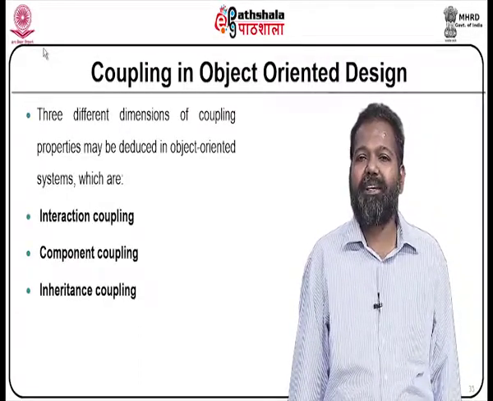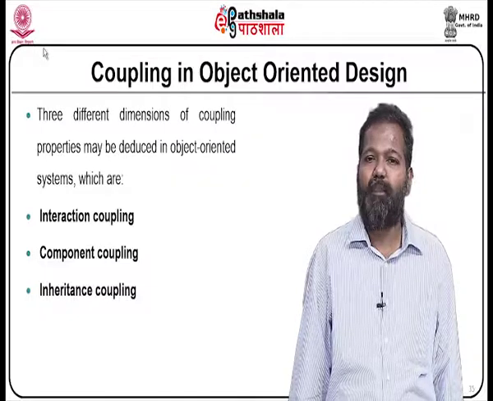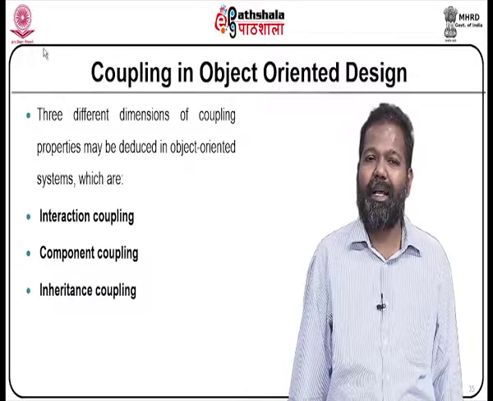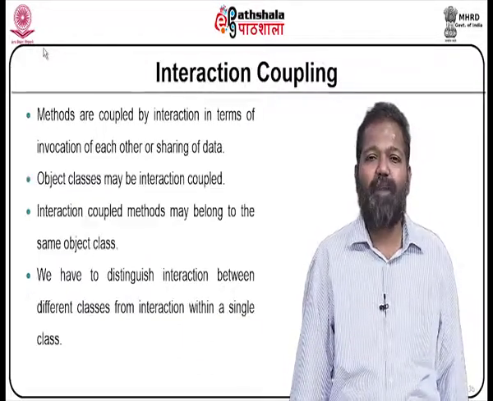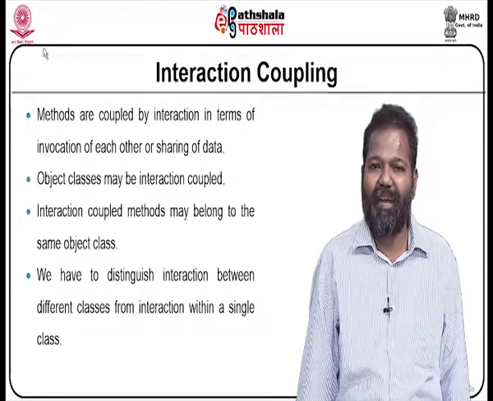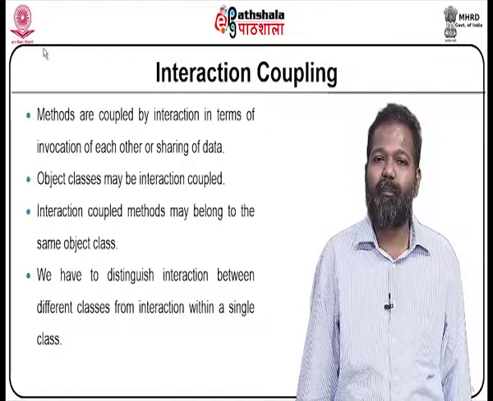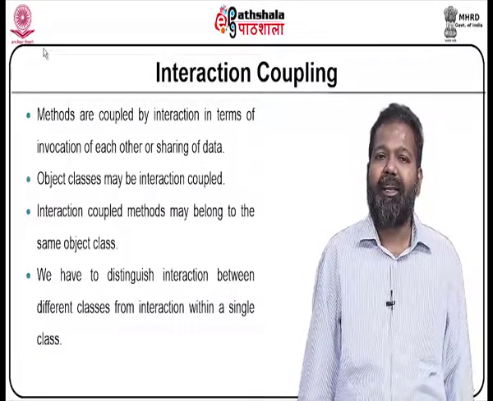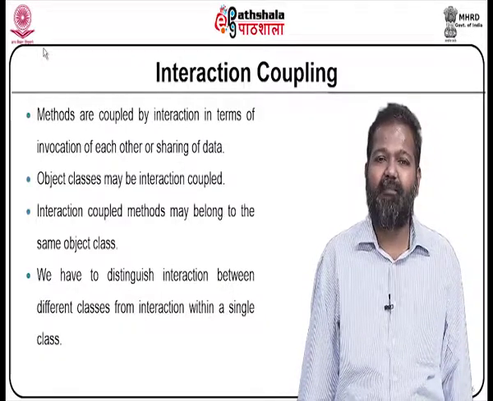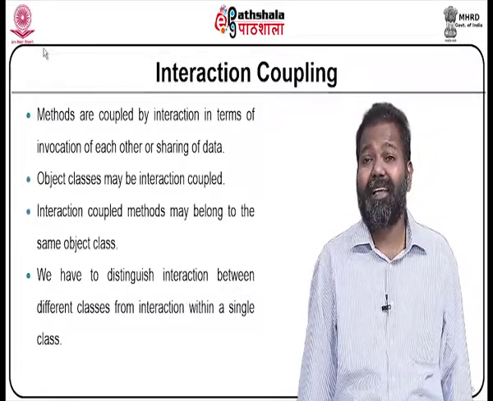Coupling in object oriented design. Three different dimensions of coupling properties may be deduced in object oriented systems, which are interaction coupling, component coupling, and inheritance coupling. Interaction coupling: methods are coupled by interaction in terms of invocation of each other or sharing of data. Object classes may be interaction coupled. Interaction coupled methods may belong to the same object class.